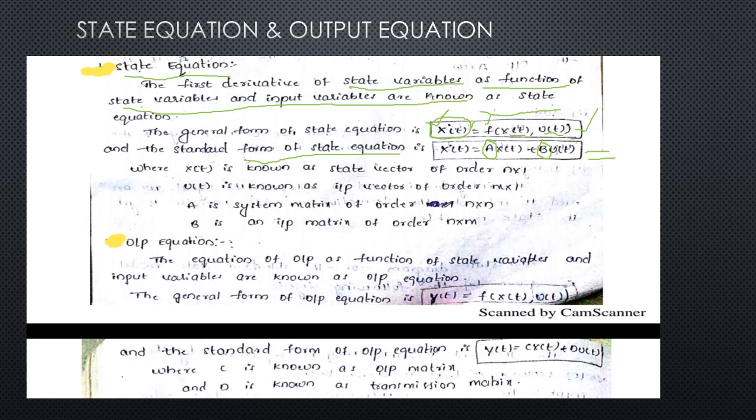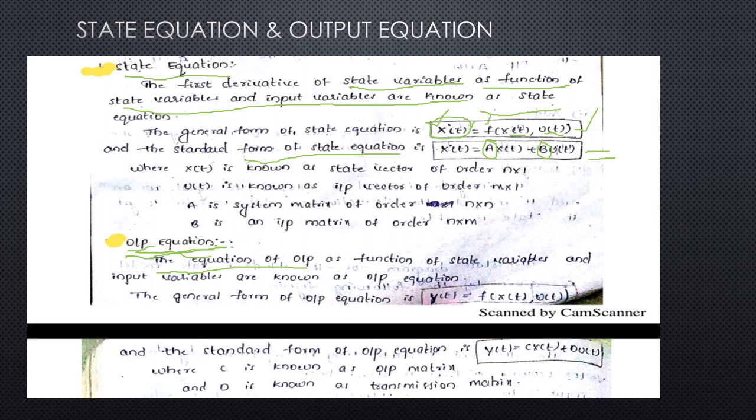Now let us see what is meant by output equation. So we already know that the output variables are generally denoted by letter y. Suppose the system consists of two output variables, then they are represented by y1 of t and y2 of t. The equation of output as function of state variables and input variables is known as output equation.